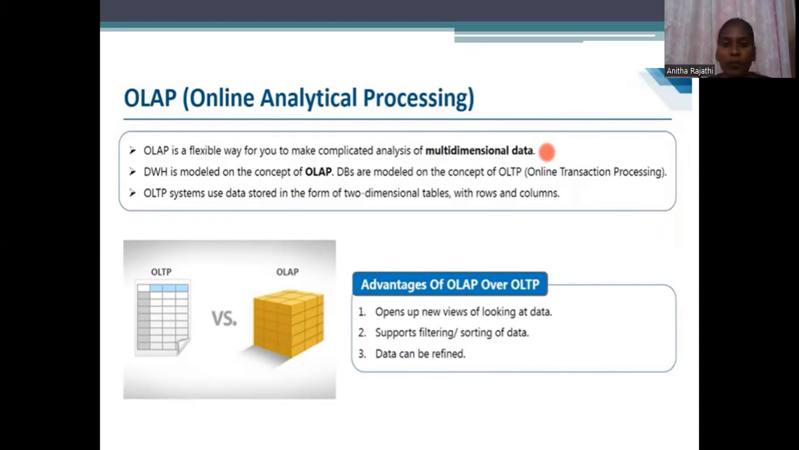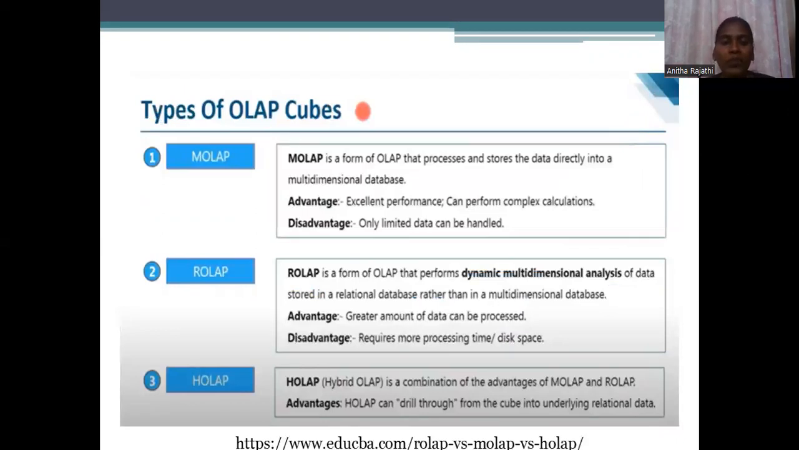So we'll see what the different types of OLAP are. First one to start with is MOLAP, multi-dimensional OLAP, used for multi-dimensional databases, as I said earlier. Then there is ROLAP, relational OLAP, and it is going to perform dynamic multi-dimensional analysis when you store the data in the relational database. I say it is dynamic because it is going to store a large amount of data and provide multi-dimensional data, a huge amount of data.